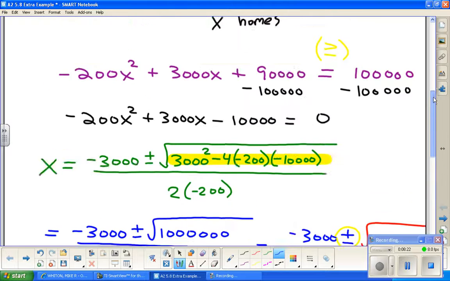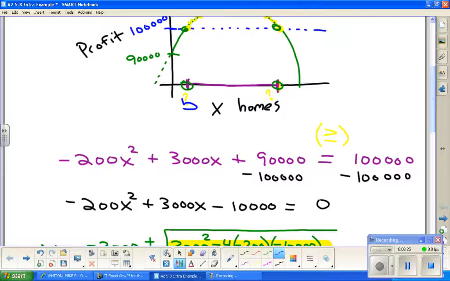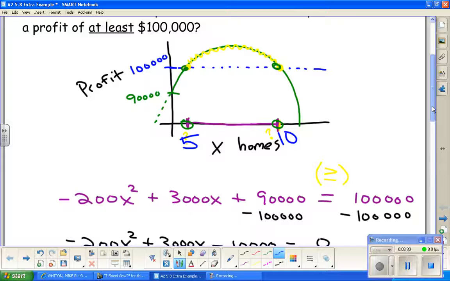And what we just found, again with the graph, we found these numbers. This is a 5, this is a 10. So we can see if he sold 5 homes, his profit was $100,000. Also, if he sells 10 homes, his profit, again, is $100,000. And we can see based on the graph that anything in between those, 6, 7, 8, 9, all of those times the profit is above $100,000, so that is what we're looking for. So that is going to be our answer, any value in between 5 and 10.